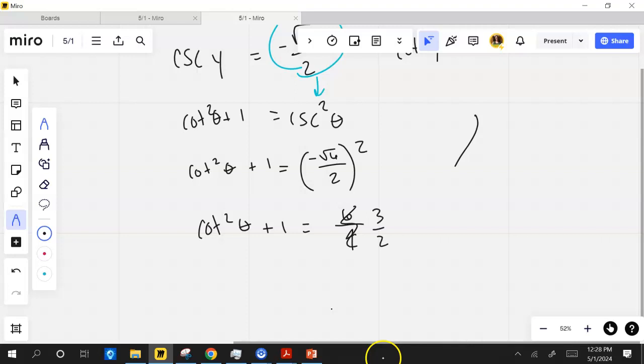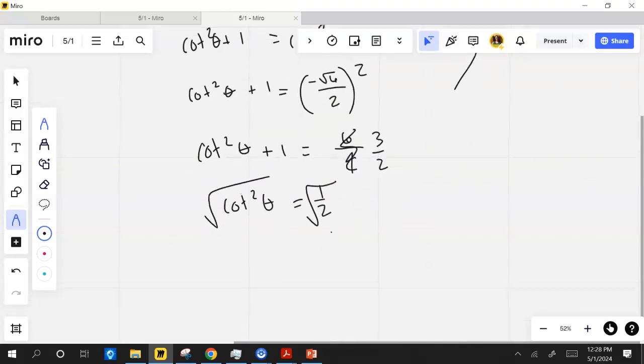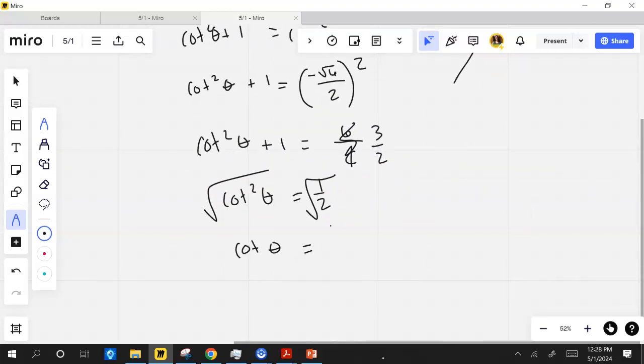I'm just going to change to 3/2. I'm going to subtract 1. What's 3/2 minus 1? 1/2. What now? Square root, which tells me that cotangent theta is 1 over the square root of 2, or square root of 2 over 2, if I just square rooted and rationalized the bottom.